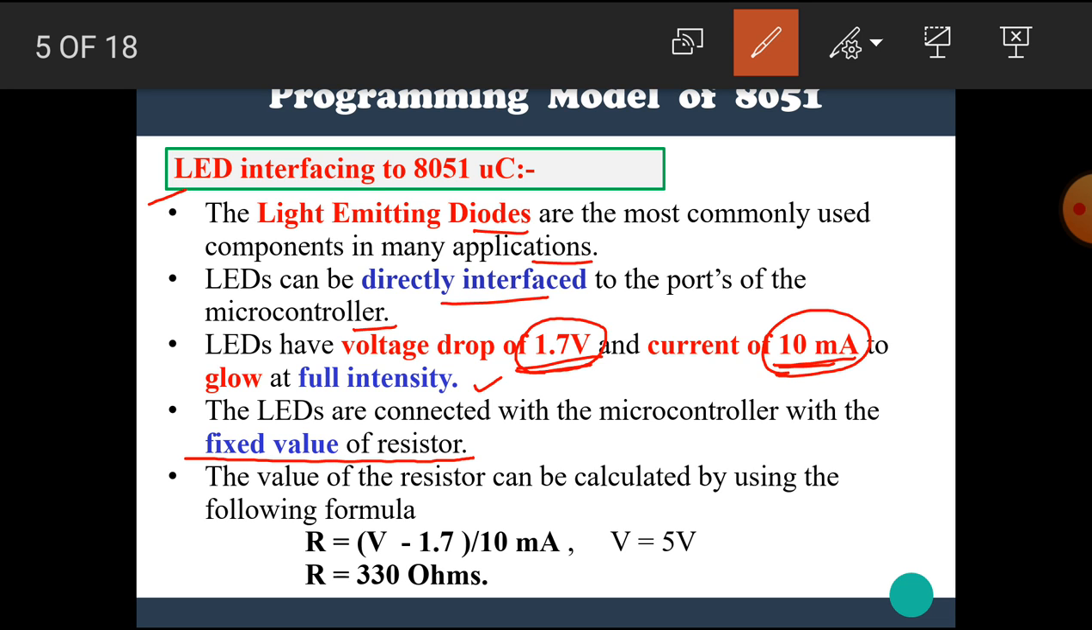This is a very important statement here: LEDs are not directly connected with the 8051 microcontroller's pin. It should be connected with the pin of the microcontroller through a fixed value of resistor. The value of the resistor can be calculated by using the following formula: R is equal to (V minus 1.7) upon 10 milliampere.